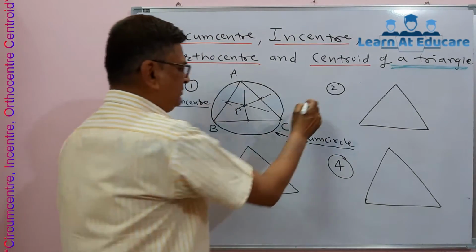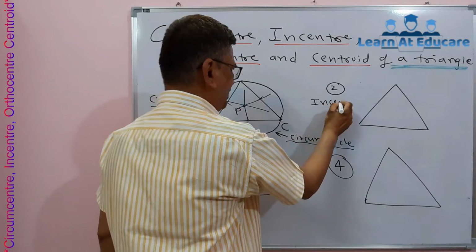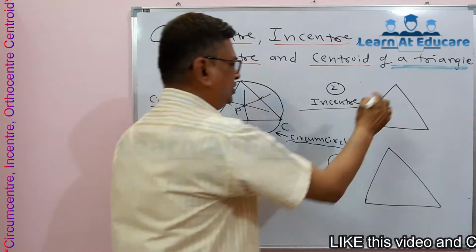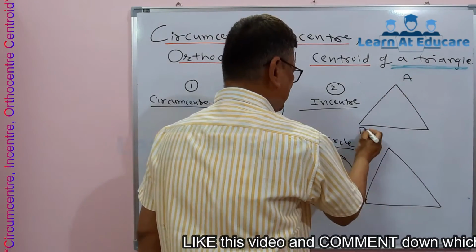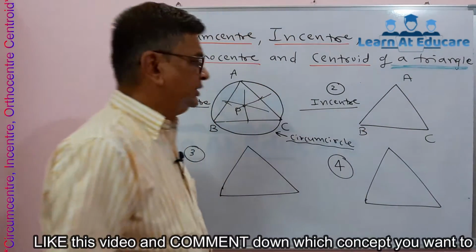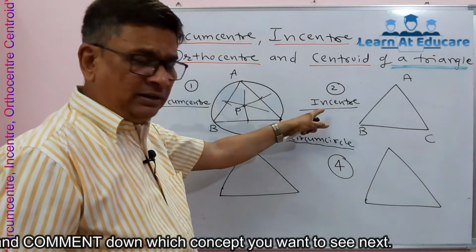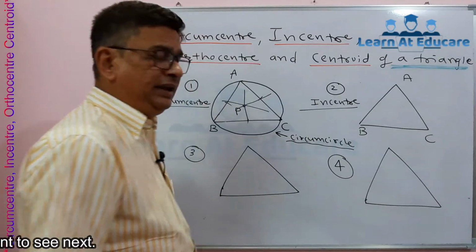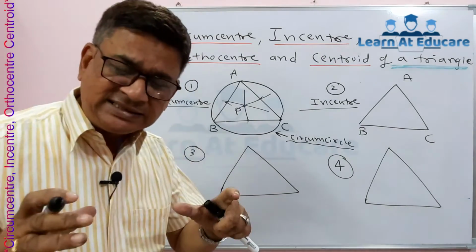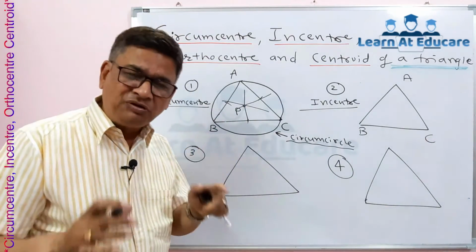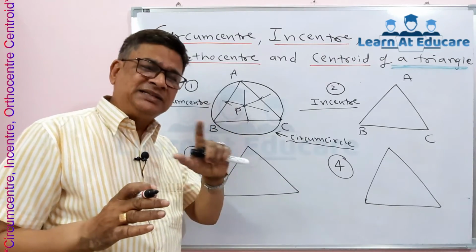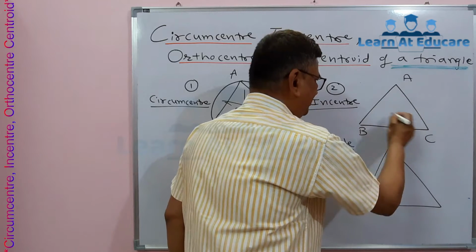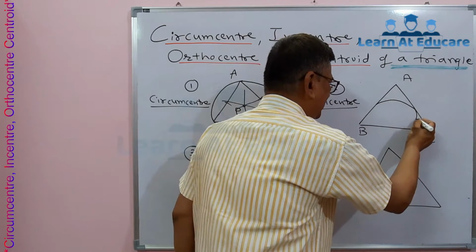Similarly, what is meant by incenter? In the second diagram we will now see about incenter. Suppose this is also triangle ABC. Then the incenter is the center of the incircle. The incircle is the circle which touches all 3 sides of a triangle internally, that is, passing through the internal part of the triangle. Something like the rough diagram that I am going to draw.